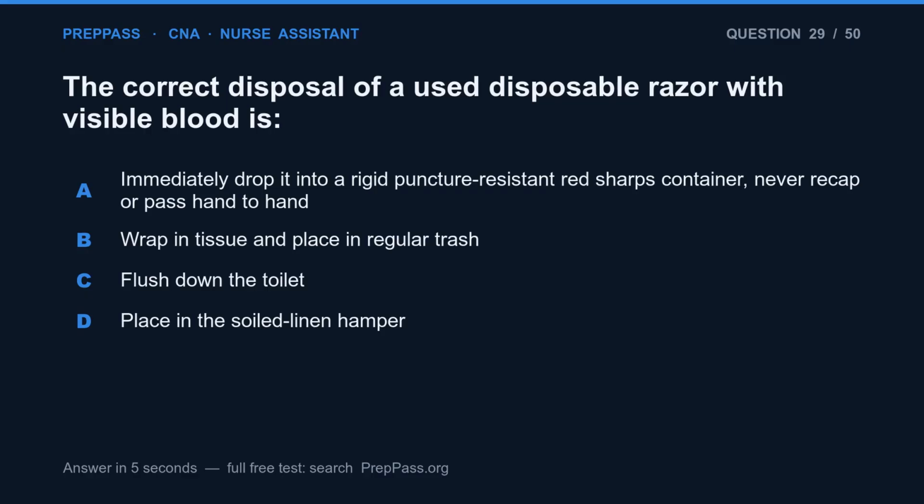Question 29. The correct disposal of a used disposable razor with visible blood is: A. Immediately drop it into a rigid puncture-resistant red sharps container, never recap or pass hand to hand. B. Wrap in tissue and place in regular trash. C. Flush down the toilet. D. Place in the soiled linen hamper.